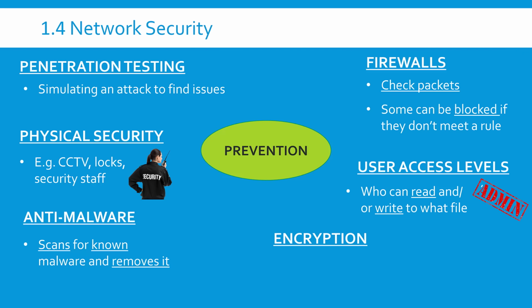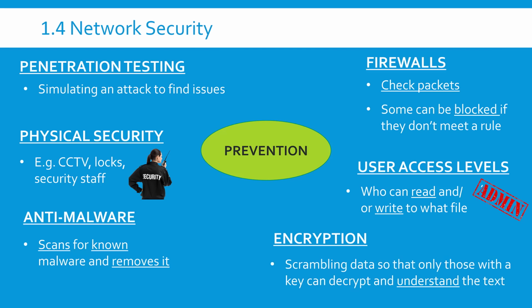User access levels are all about who can read what, who can write what, to prevent people changing stuff they shouldn't really have access to. So you might have admins who can both read and write every file, but you might have less important users who can only read certain things. It cuts off access to important documents.